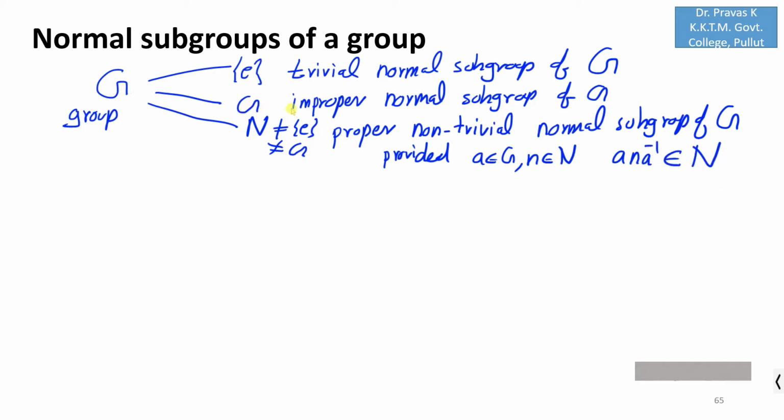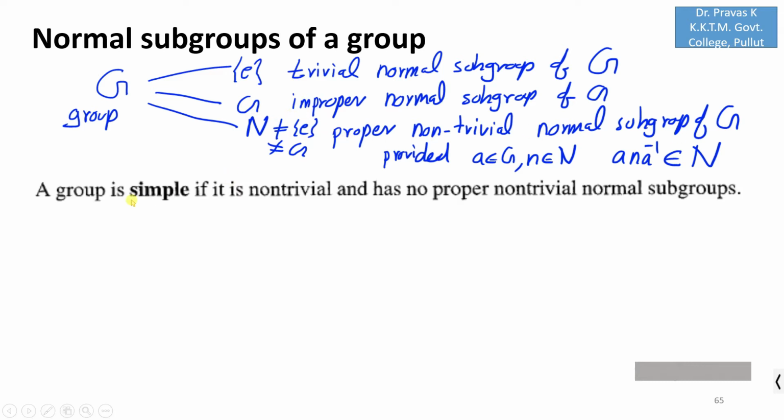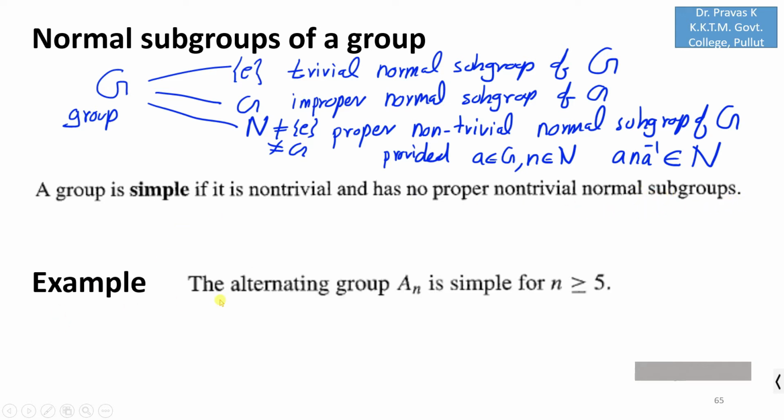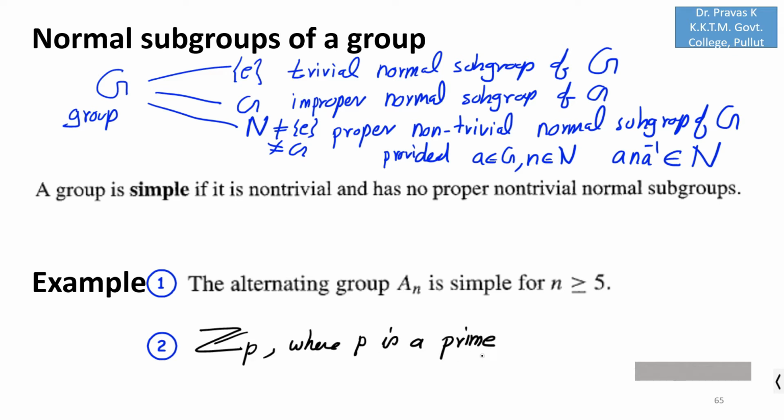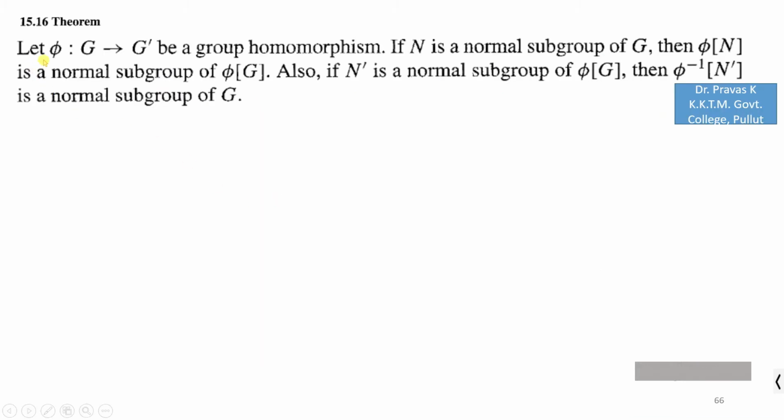We call a group simple if it contains no proper non-trivial normal subgroups. That is, E and G are the only normal subgroups of G. An example is that the alternating group A_n for n greater than or equal to 5 is simple, and the cyclic groups of prime order are also simple groups. In fact, they are simple abelian groups. We now go to a theorem to see how homomorphisms act on normal subgroups.